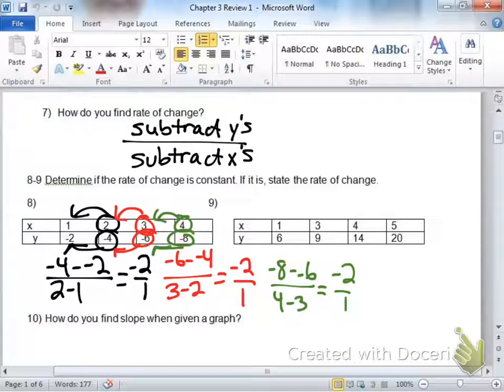So is the rate of change constant? Your answer would be yes. I'm going to try to squeeze it in over here. Yes. And then what is the rate of change? It's -2 over 1. You could write it as just -2 if you want. You can make it a whole number. Usually slope and rate of change I like to keep as fractions, but yes, for sure.